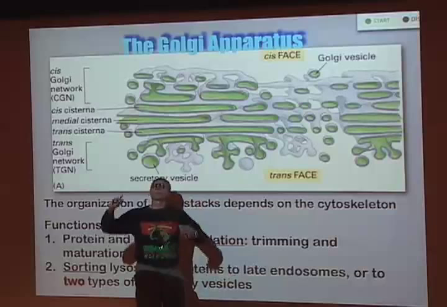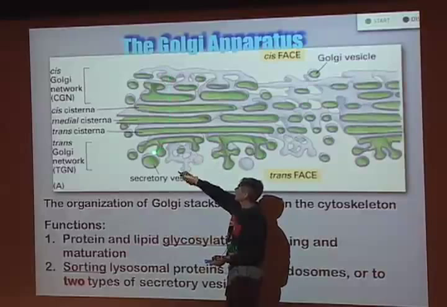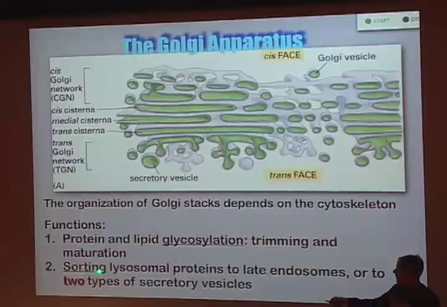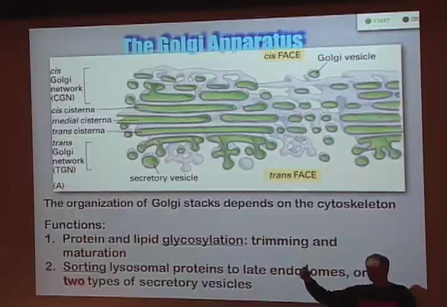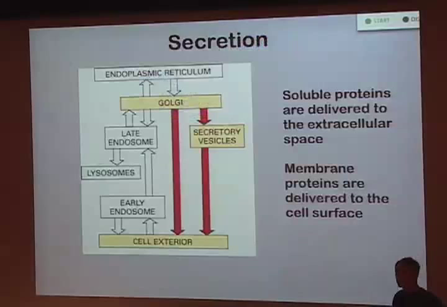Okay, the Golgi is beautiful. In the movie, we saw a picture of the Golgi, right? It's this planar structure with little holes in it, and there's a cis, medial, and trans face. It's involved in glycosylation and other post-translational modifications, and sorting. From the Golgi, you can get to late endosomes and lysosomes, or you can go into two types of secretory vesicles. So glycosylation and sorting, two functions of the Golgi.